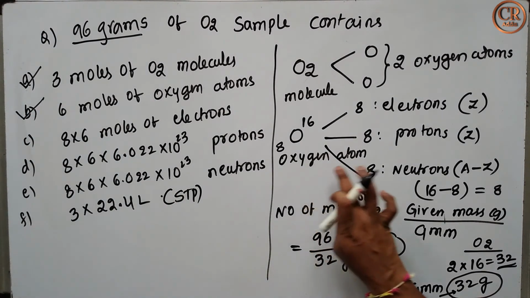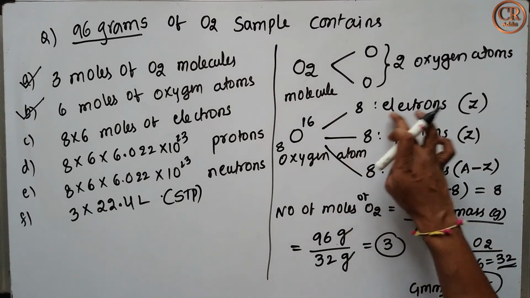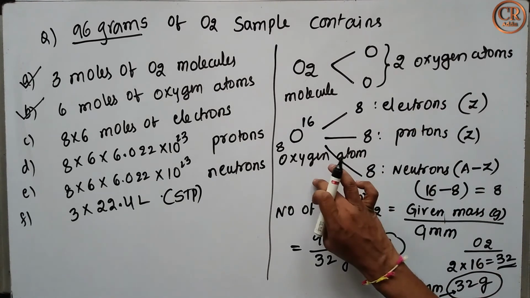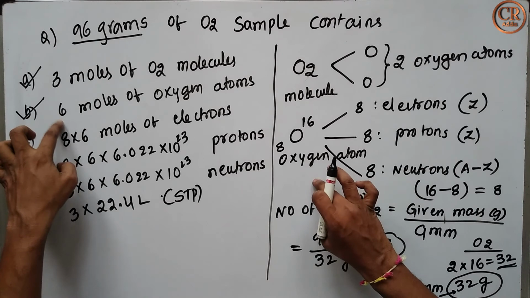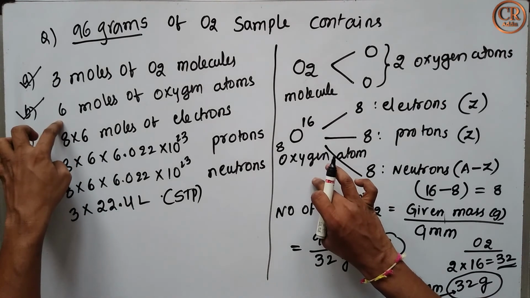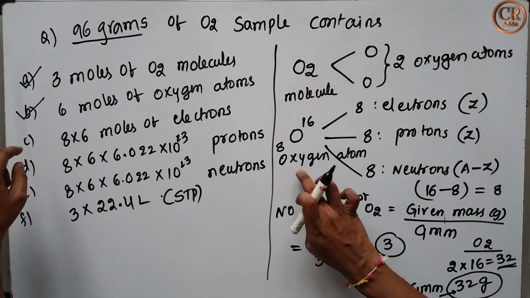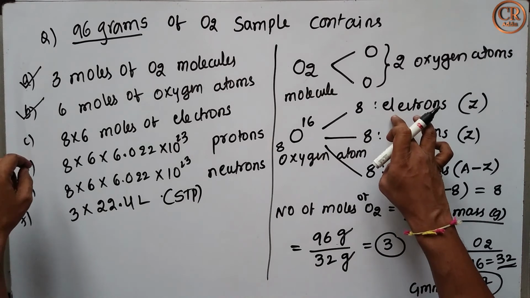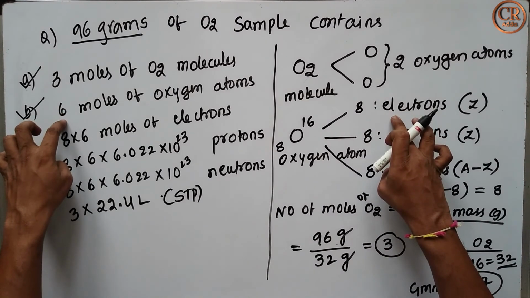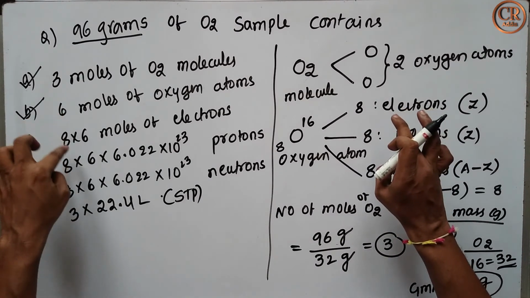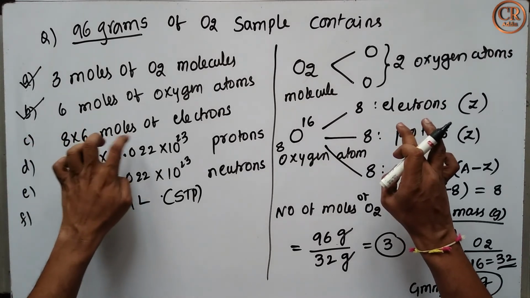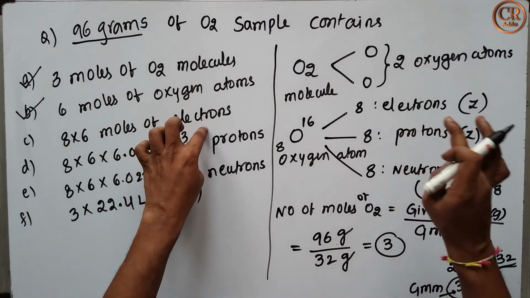Now each oxygen atom has 8 electrons. Then how many moles of oxygen atoms are present? 6 moles of oxygen atoms. So it has 8 into 6 moles of electrons, because each oxygen atom has 8 electrons. How many moles of oxygen atoms are there? 6. So 6 is multiplied by 8. It gives the number of moles of electrons.